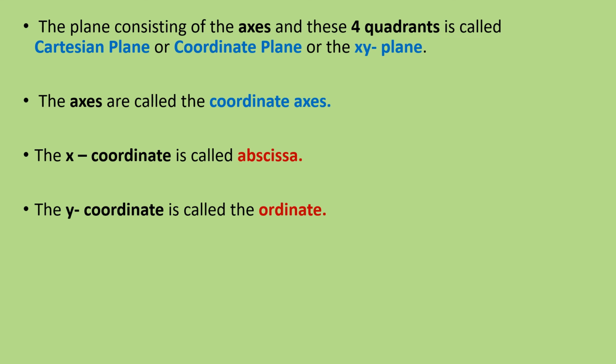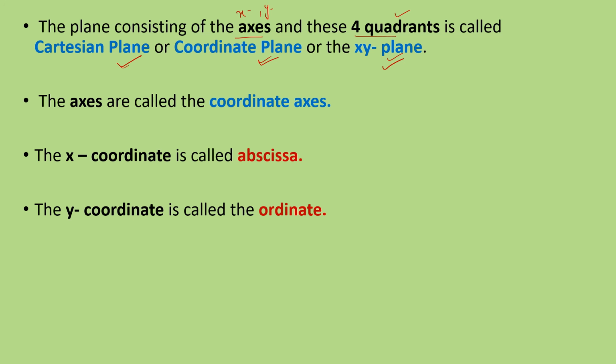So now let's discuss what all things we have discussed here. The plane consisting of the axes and the four quadrants is called the Cartesian plane, coordinate plane or xy plane. We know our Cartesian plane consists of the axes, x-axis and y-axis, both perpendicular lines, and from these two perpendicular lines we are getting the four quadrants. So the plane which consists of these is called the Cartesian plane, coordinate plane or xy plane.